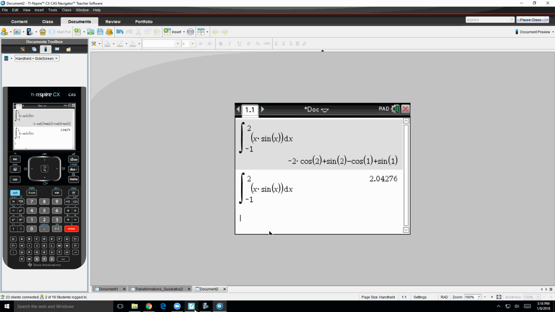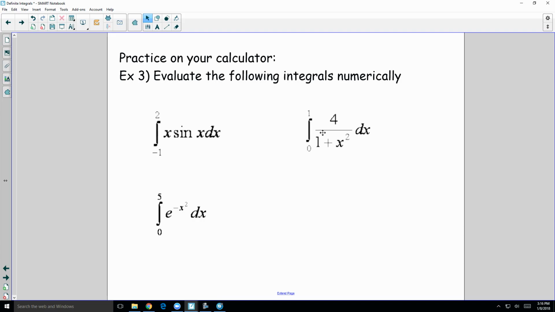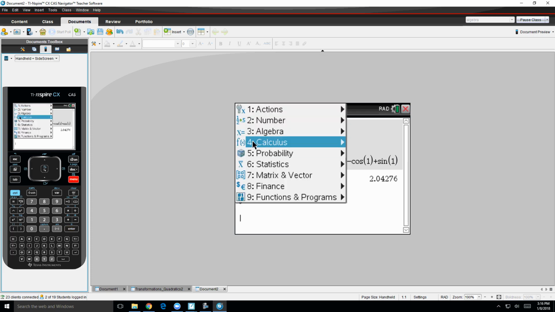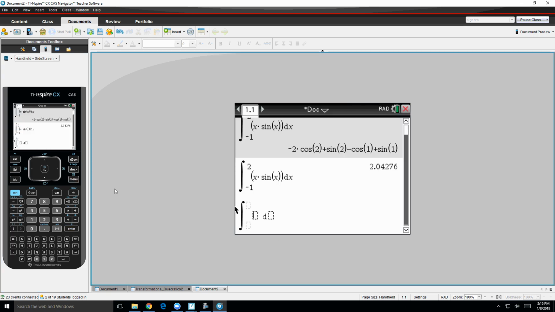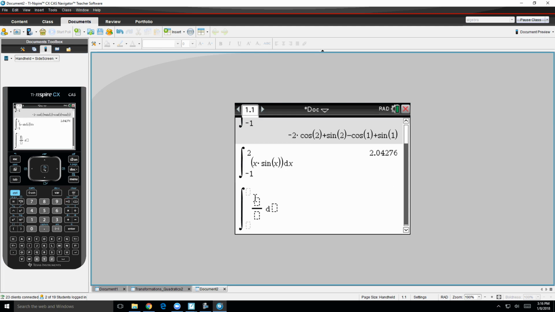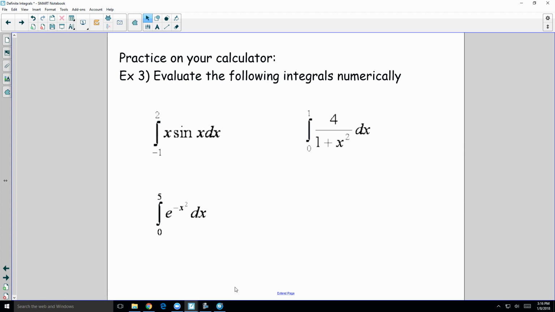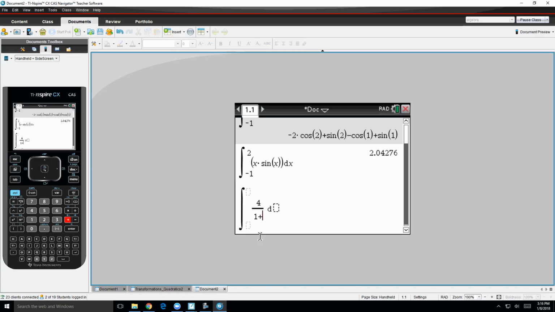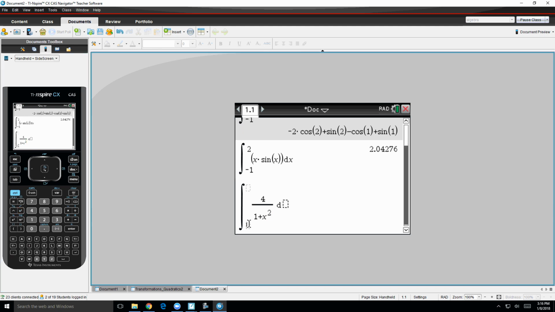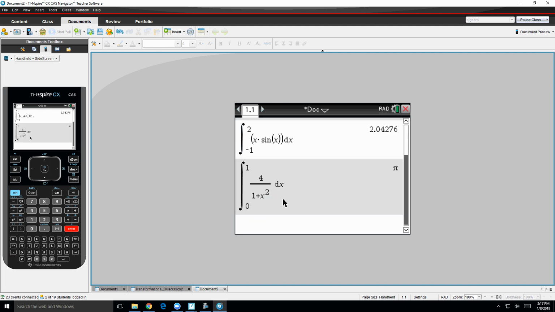Okay, one more quick one so that you can see that one more time, and then hopefully you can try it on your own. 4 over 1 plus x squared. So I'm going to go to menu again, calculus, integral. Here I'm going to put the template key in. That was 4 over 1 plus x squared, and then that goes from 0 to 1. And my variable that I'm integrating with respect to is x. Click enter, that gives me pi.